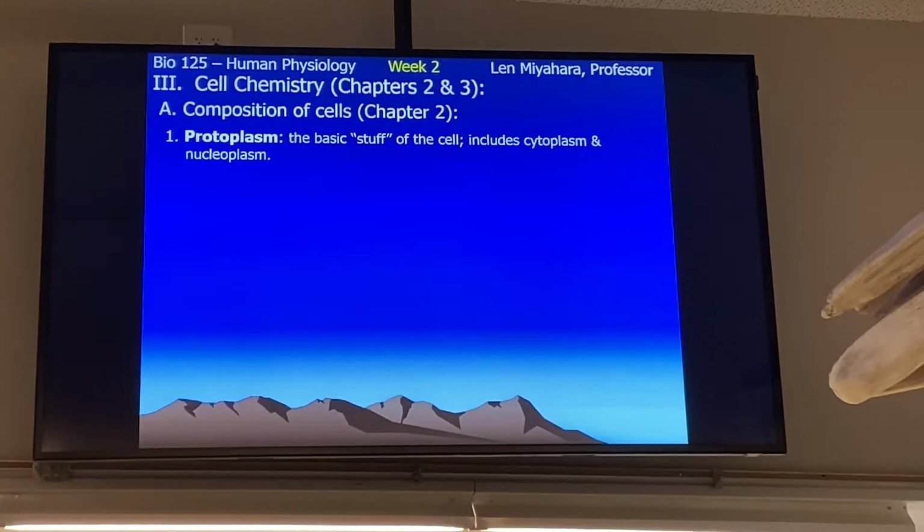Protoplasm is just the basic stuff in the cell. It can either be inside the nucleus, that's nucleoplasm, or inside the cell, but outside the nucleus, that's cytoplasm. This is A plus B equals C. Cytoplasm plus nucleoplasm equals protoplasm.